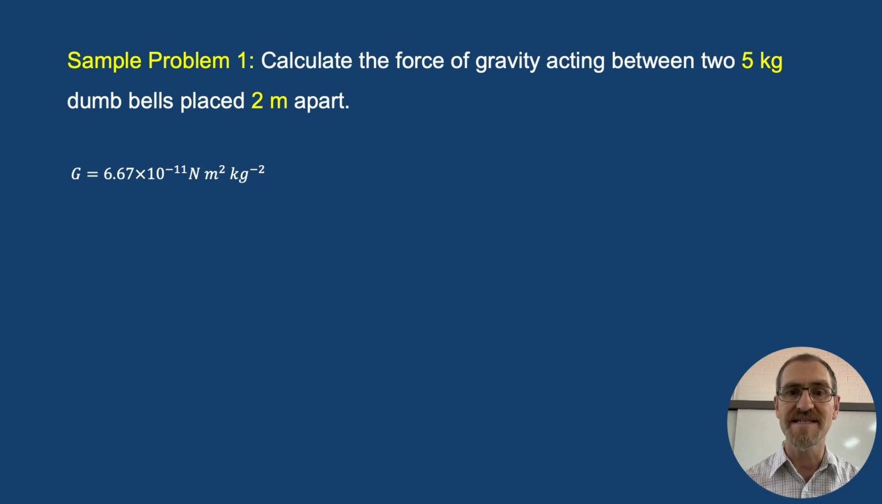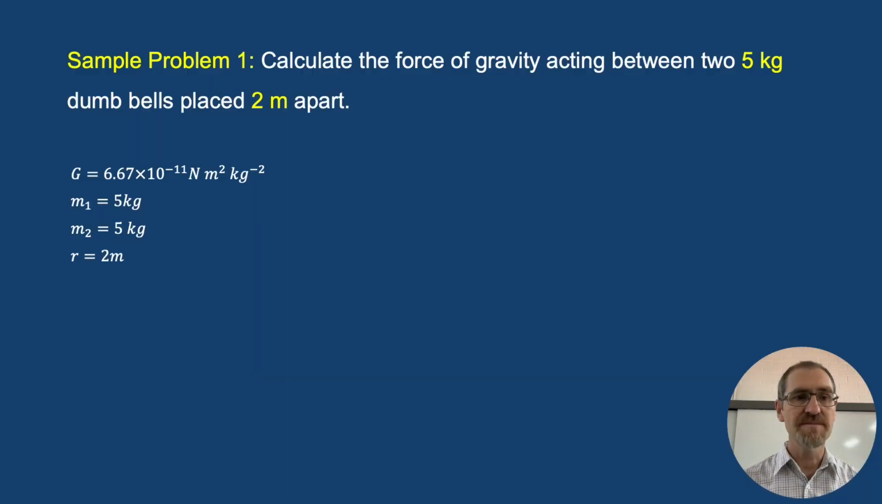It's always good practice to try and underline or highlight the important pieces of information. We'll need to know the gravitational constant, 6.67 by 10 to the negative 11. You don't need to remember that. It'll be in the formula and data sheet, so don't worry about that. We'll need to know the mass of the first body, the mass of the second body, and the distance between them.